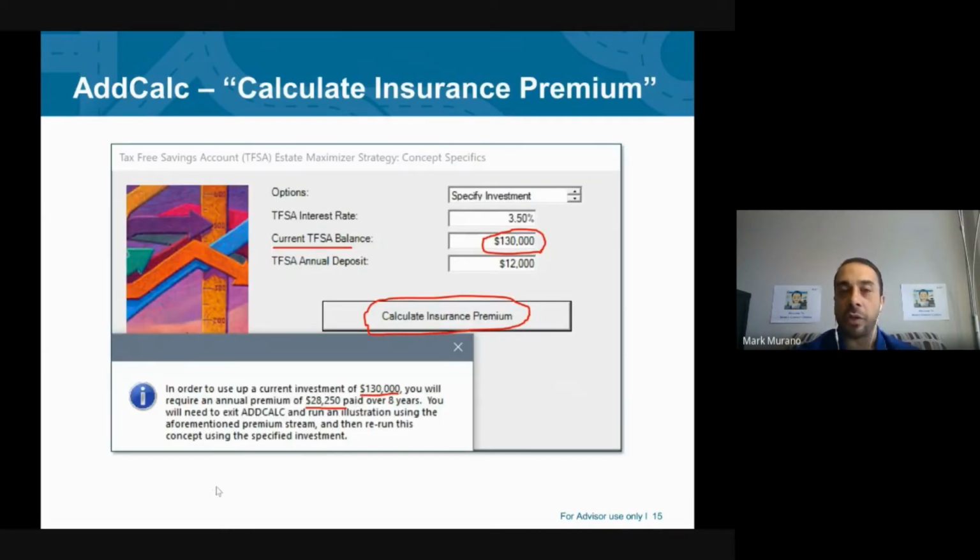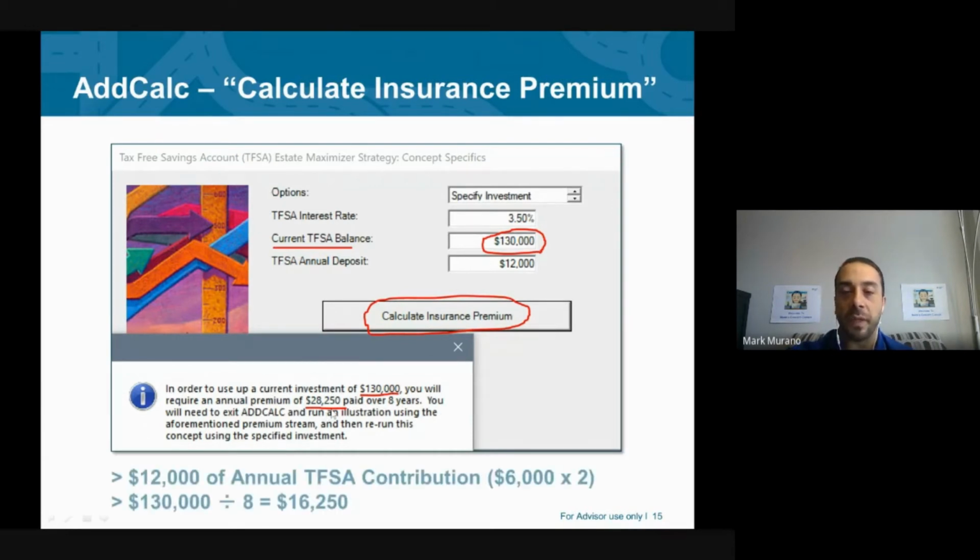In our software, just to show you some of the snippets of screens you will see, and how we calculate our premiums. Okay, our current TFSA balance $130,000. If I say calculate my insurance premium, you will get a box that pops up that says, in order to use current investments $130,000, you will require an annual premium of $28,250 paid over 8 years. You'll need to exit AddCalc, run an illustration using the aforementioned premium stream, and then rerun this concept using the specified investment.